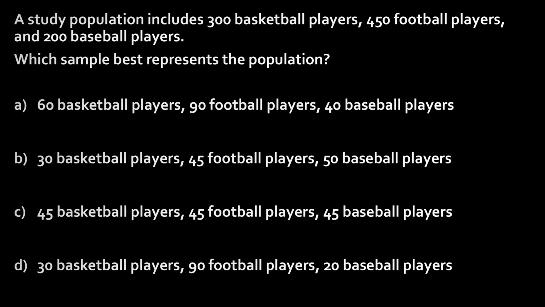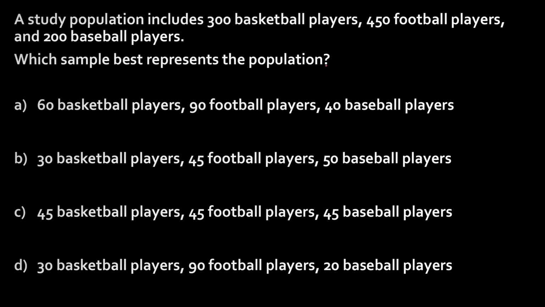Now, our next question says that a study population includes 300 basketball players, 450 football players, and 200 baseball players. Which sample best represents the population? So for these questions, what you want to do is look at the numbers you're given in your original question, and then pick an answer that follows those numbers.